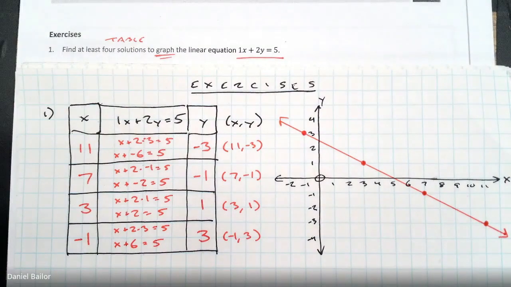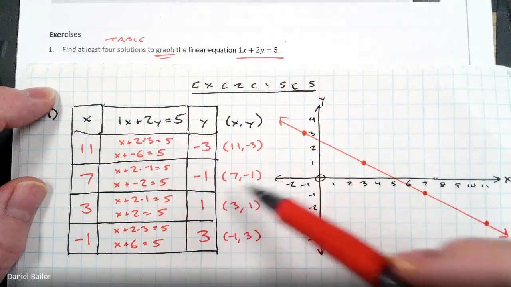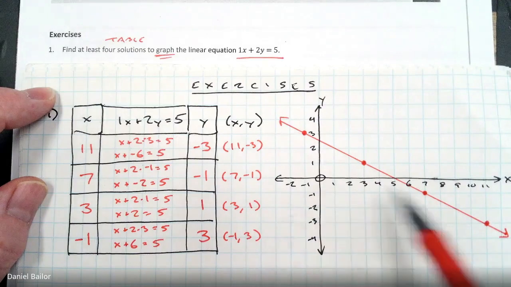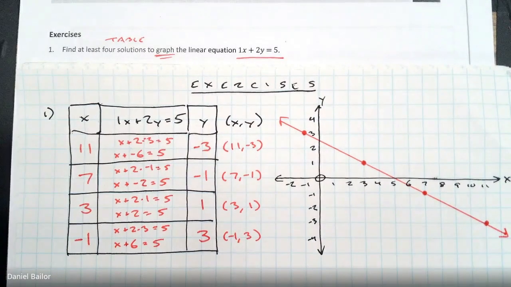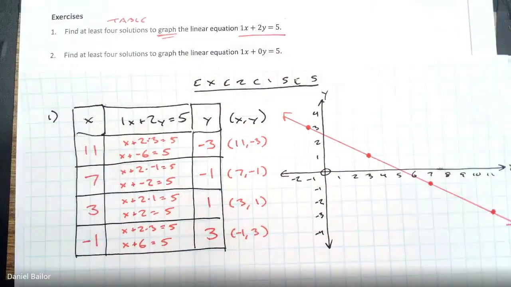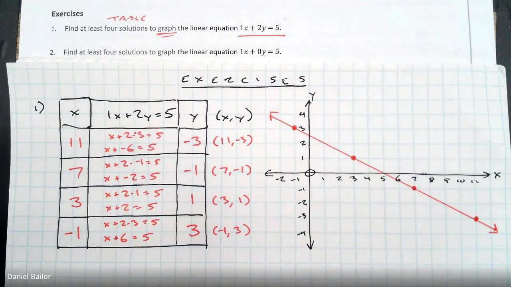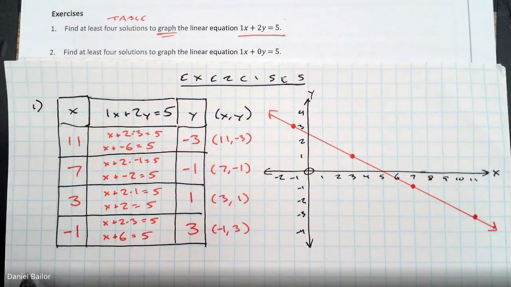So that is number 1. It wanted me to find at least 4 solutions. I found 4 solutions. I put them in a table. I found my coordinates, and I graphed it. I'm done with number 1. Let's see what it wants us to do for number 2. Number 2 says find at least 4 solutions to that graph of the linear equation. So I have to do another graph. So I need another table for number 2.